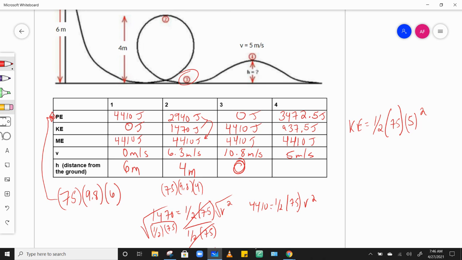Okay, and then we want to find the height from the ground. So the height from the ground comes from the potential energy. So potential energy equals mgh. Okay, and this is 3472.5. M is 75. G is 9.8. And H is what we're looking for. So just solve for H here. And I got 4.72. I'll just make it 4.7. 4.7 meters.